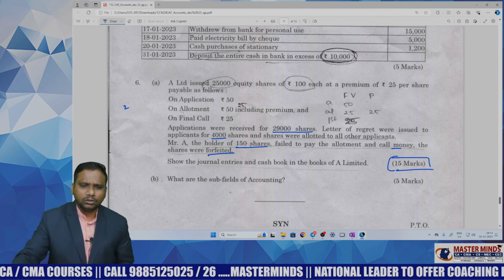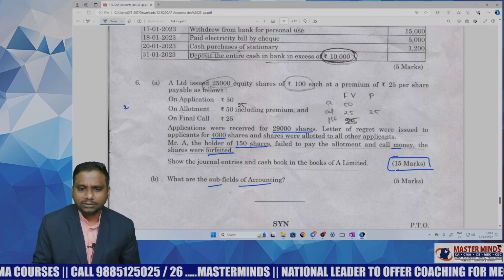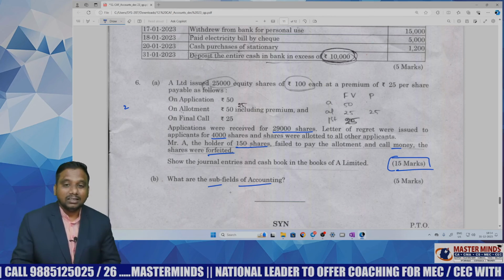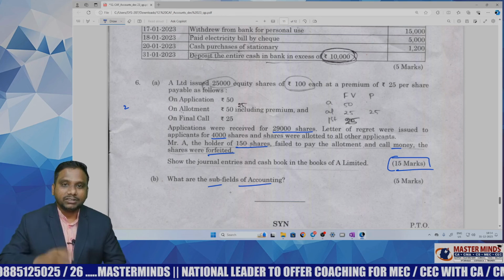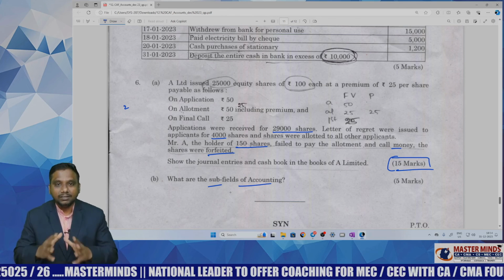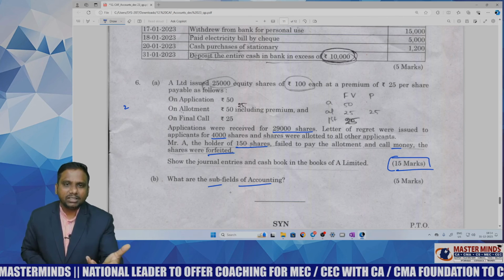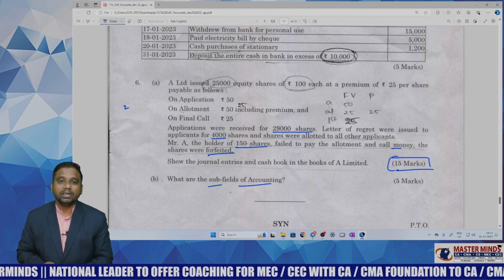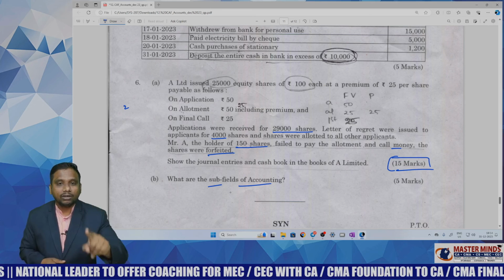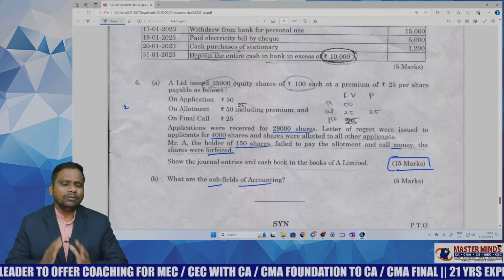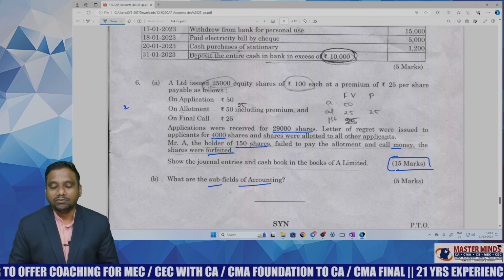And one theory question, subfields of accounting. An intelligent student will answer the sixth question, because here is a scope to get 20 marks easily. In the company accounts there is no complexity, no pro rata allotment, no reissue of shares, only forfeiture. Yes or no, students? So overall, if you observe, the question paper is very easy.